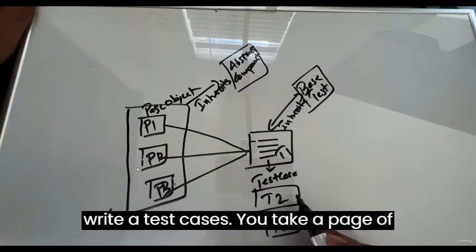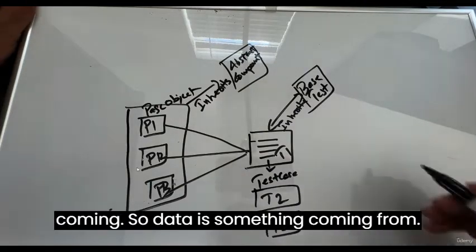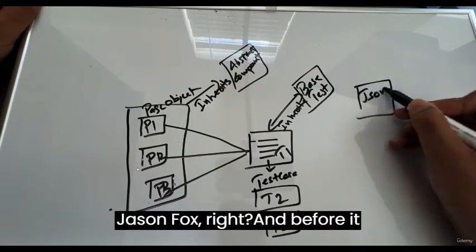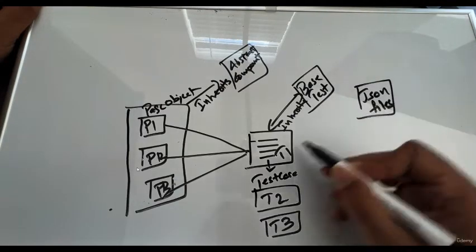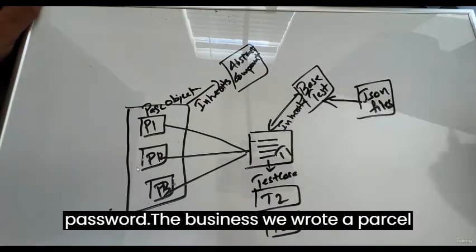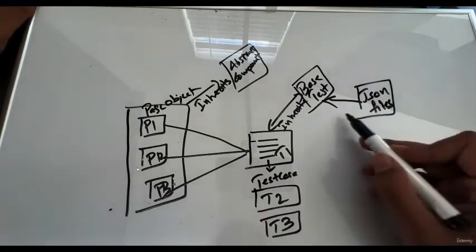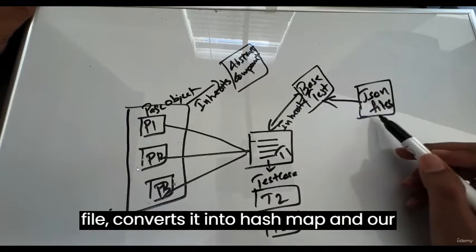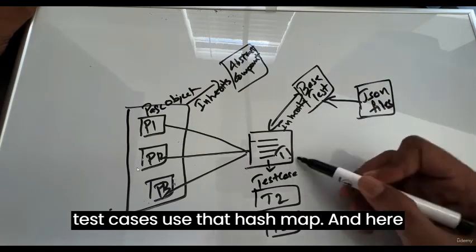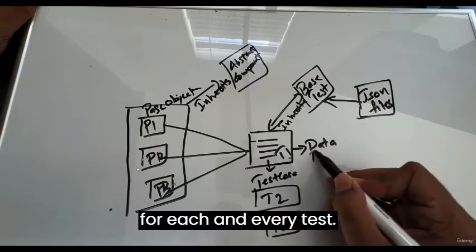Next. You write test cases, you take a page object, and your test needs data. Where is it coming from? The data is coming from JSON files, right? And before it reaches your test, in the middle we have a parser. In the base test, we wrote a parser called getDataToJSON, right? That method basically reads your JSON file and converts it into a hash map, and our test cases use that hash map. And here we have something called a data provider for each and every test.